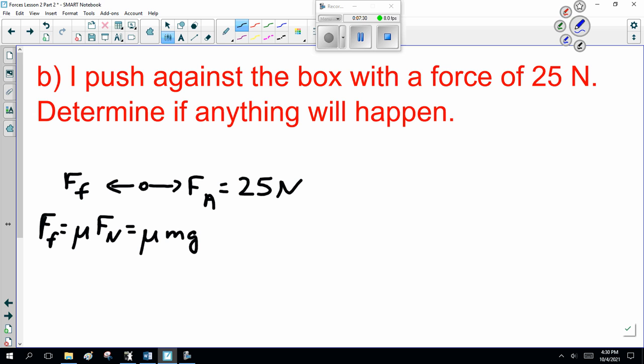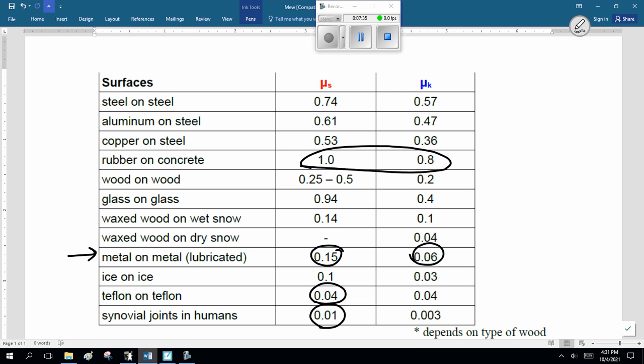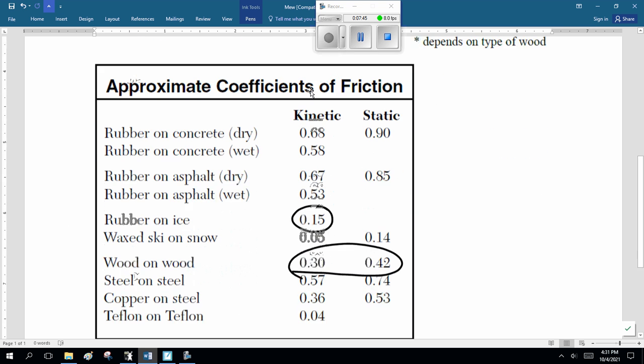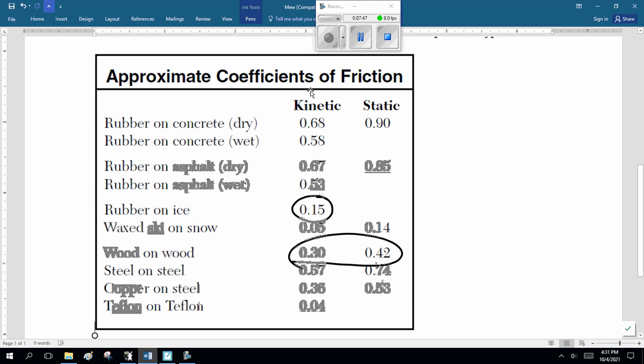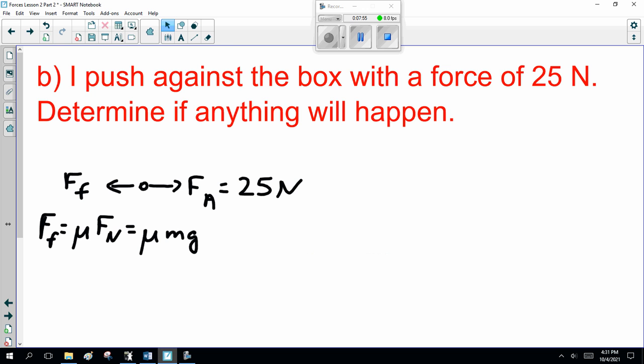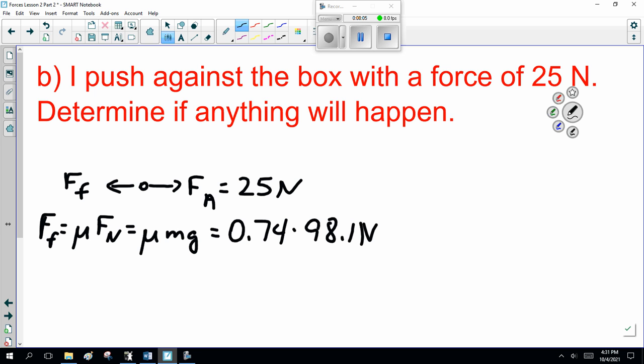Now, I just said steel on steel, and I didn't give you the value. So let's look at the formula sheet here. And steel on steel, right here. Static, that is not moving, mu is 0.74, which means it's fairly slippery. Now, it's going to say down here, steel on steel. Okay. It's also 0.74 down here for static. So 0.74 is a good number to use. So that means it's not very slippery, or there's a lot of roughness there. 0.74 times mg, which is 98.1 newtons.